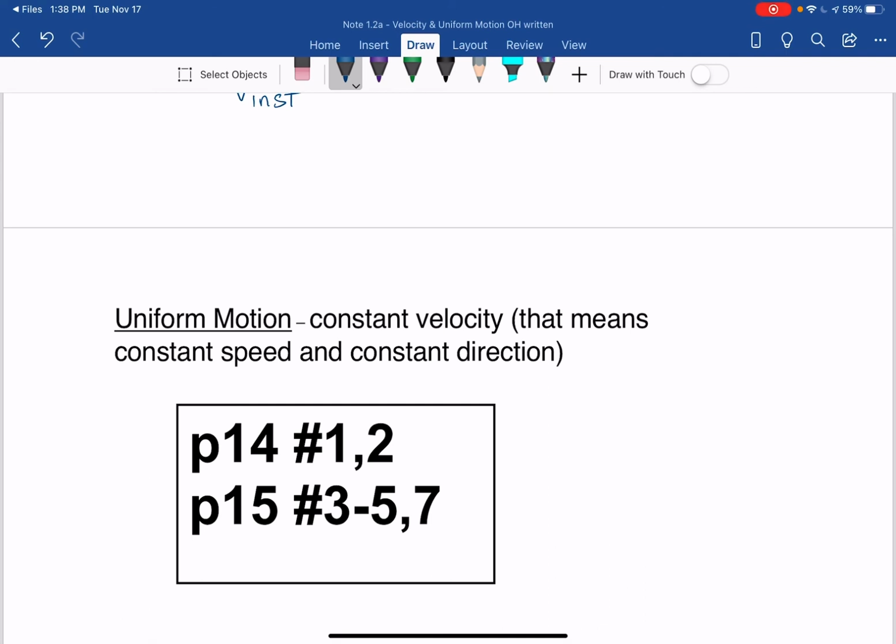Uniform motion, though, we'll see a lot. Uniform motion means constant velocity. Remember, velocity has both magnitude and direction. If the velocity is constant, that means the speed, the magnitude, has to be constant, and also the direction has to be constant. So watch for this. There's a good trick question in there. You'll see it on a quiz or a test, so don't be fooled. It does mean both: both speed and direction are constant.